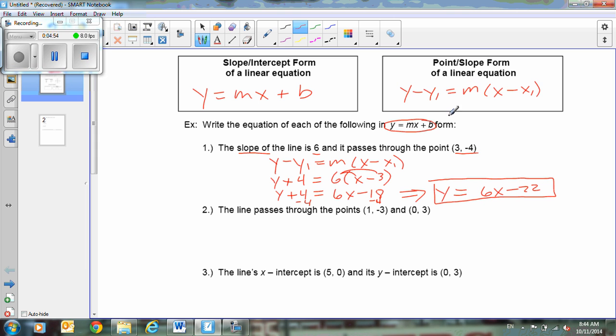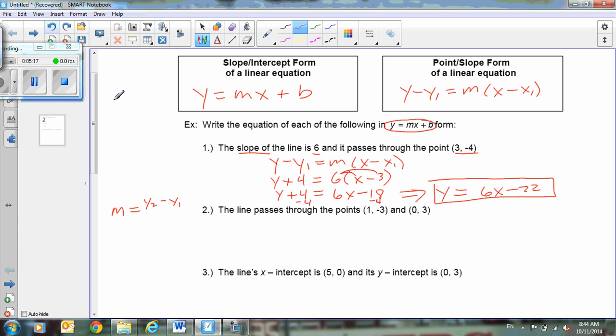We're going to have to find a slope to put in for m. So over here in the margin, I'm going to remind us of our slope formula. Since we're given 2 points that lie on the line, we can use the slope formula to find the slope. Slope, remember, is a ratio of a vertical change to a horizontal change. You find the vertical change by subtracting y values. You find the horizontal change by subtracting x values.